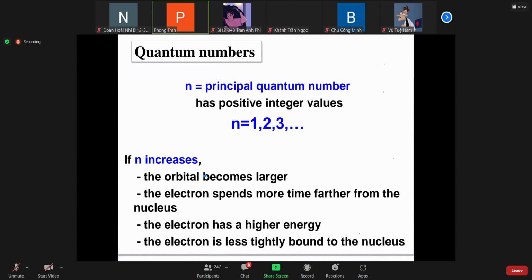The electron has higher energy when the value of n increases. That also means the binding energy with the nucleus decreases. The electron is less tightly bound to the nucleus, right? So it can easily be removed from the atom if it is at a higher value of n.